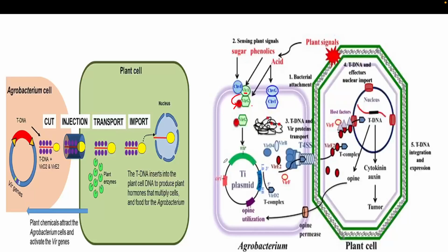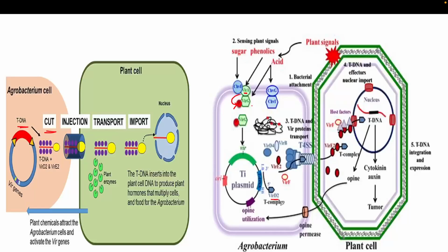Okay, so the second thing that will happen is the cut. Cut means the tDNA region is present as a double stranded DNA. For the transfer of the tDNA, it should be present in a single stranded form. So with the help of virulence D1 and D2 genes, the tDNA will be converted into single stranded tDNA.